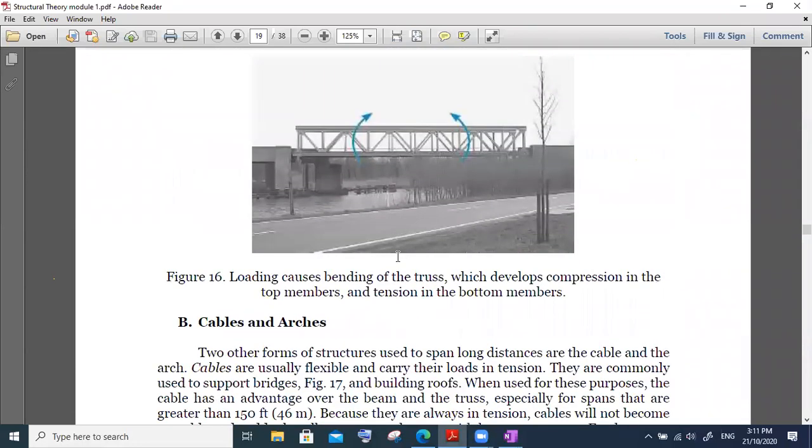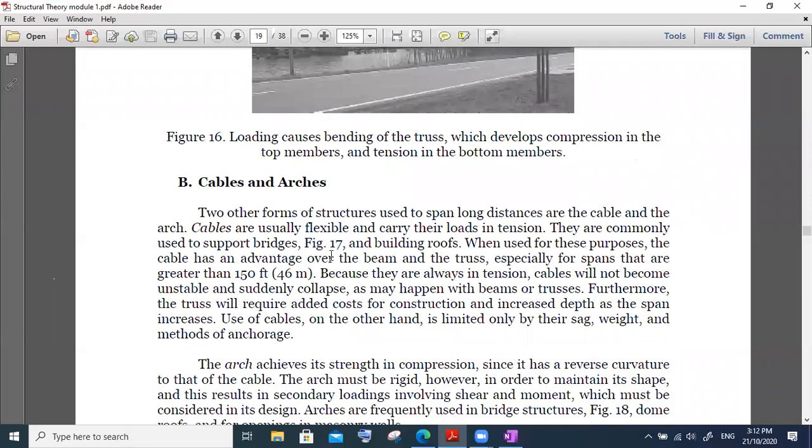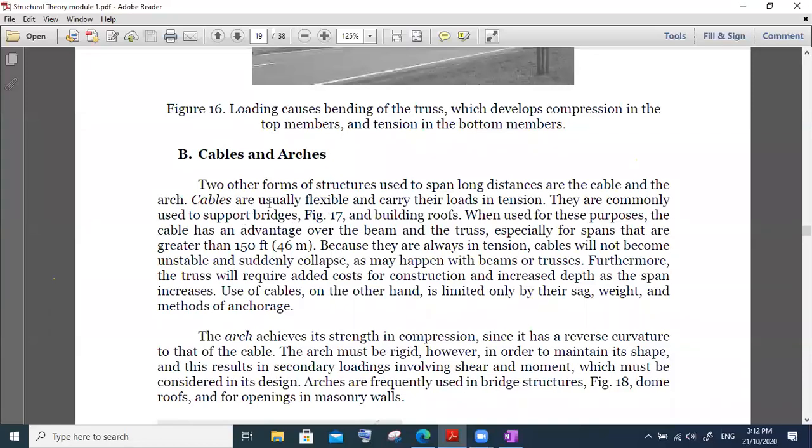In figure 16, we can see the loading causes bending of the truss, which develops compression in the top members and tension in the bottom members. So, dumaan na rin tayo sa analysis of truss last time. Simple lang, kahit sa simple analysis lang. The joint method and the section method. So, makaka-relate ka na doon sa which part of the truss is in compression and which member is in tension. The next one is the cables and arches.